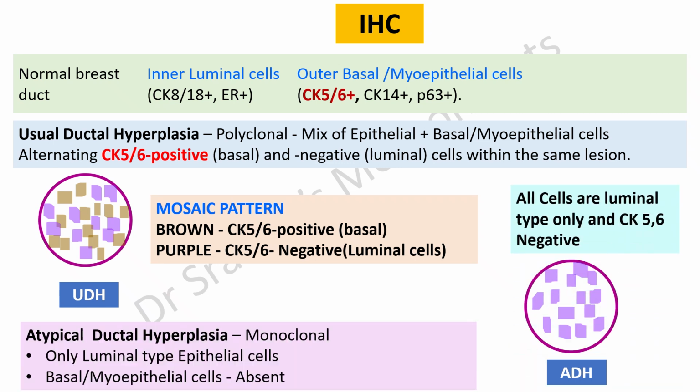And in atypical ductal hyperplasia, you will see a monoclonal cell population, which consists only of luminal type epithelial cells. What will these luminal type epithelial cells express? They will express ER. But here the myoepithelial cells are absent, so there is no expression of CK5/6. So it shows negative expression in case of ADH. ADH is atypical ductal hyperplasia.